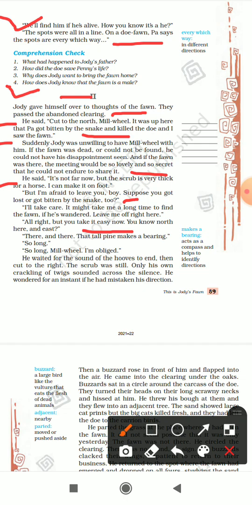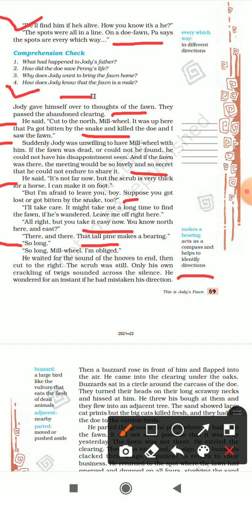Leave me here only. All right, but you take it easy now. You know north here and east. Then Millville said, all right, tell me about the directions. Where is north and where is east? There and there, the tall pine makes a bearing. Makes a bearing means acts as a compass and helps to identify directions.